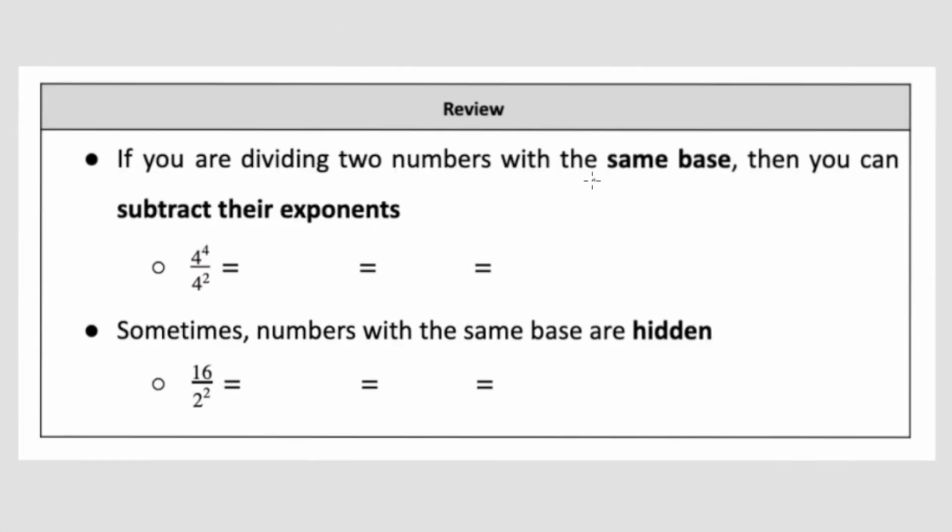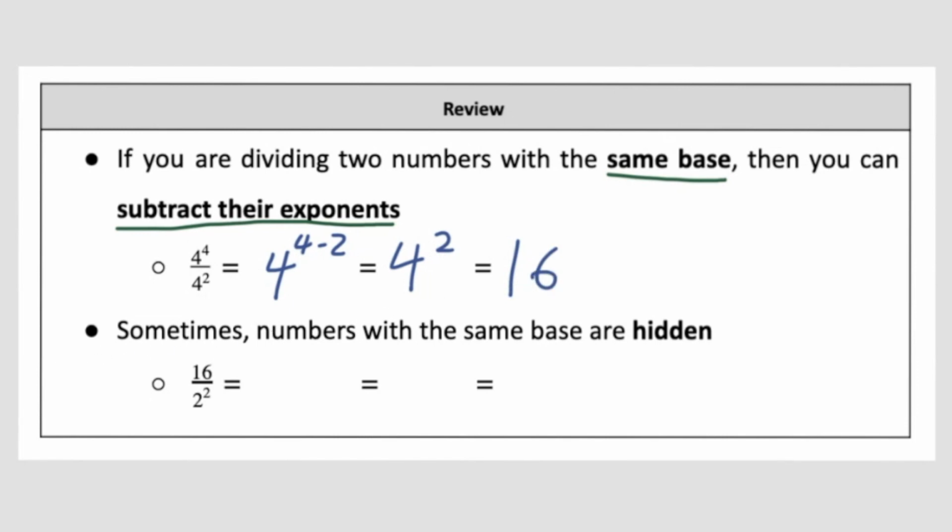And lastly, let's just stamp the learning really quickly. If you are dividing two numbers with the same base, then you can just subtract their exponents. So notice here that 4 has the same base as itself on the top and bottom. So I turn that into 4 to the power of 4 minus 2, which is equal to 4 to the power of 2, which is equal to 16.